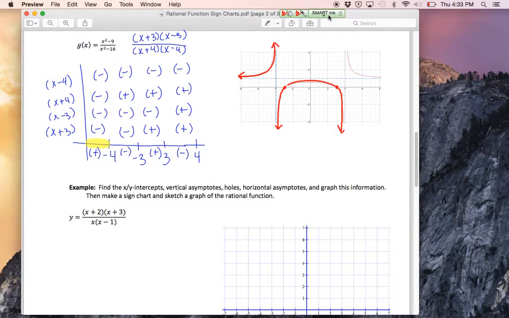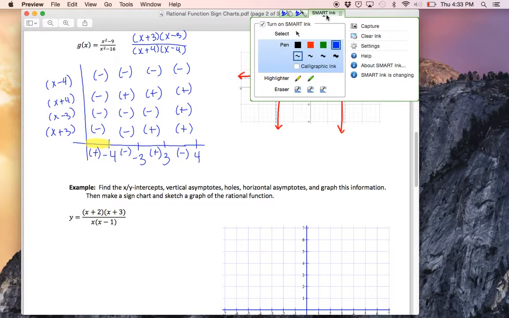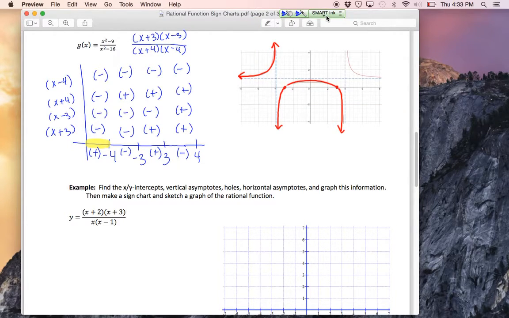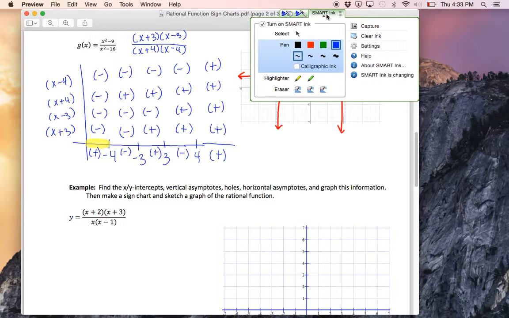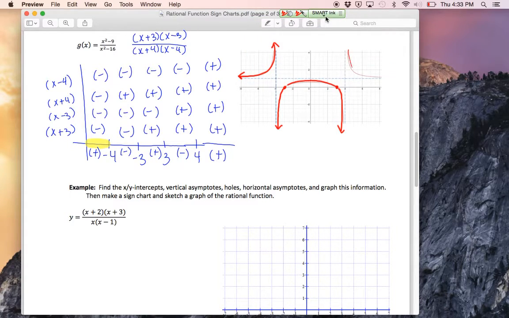And then last but not least, we've got the part from 4 to infinity. So from 4 to infinity, we want to know, is it above or below the x-axis? So I'm going to plug in 5. 5 minus 4 is positive. 5 plus 4 is positive. 5 minus 3 is positive. And 5 plus 3 is positive. So 4 positives gives me a positive. So I know that over here, this part of your graph is going to be above the x-axis. It's going to go there.